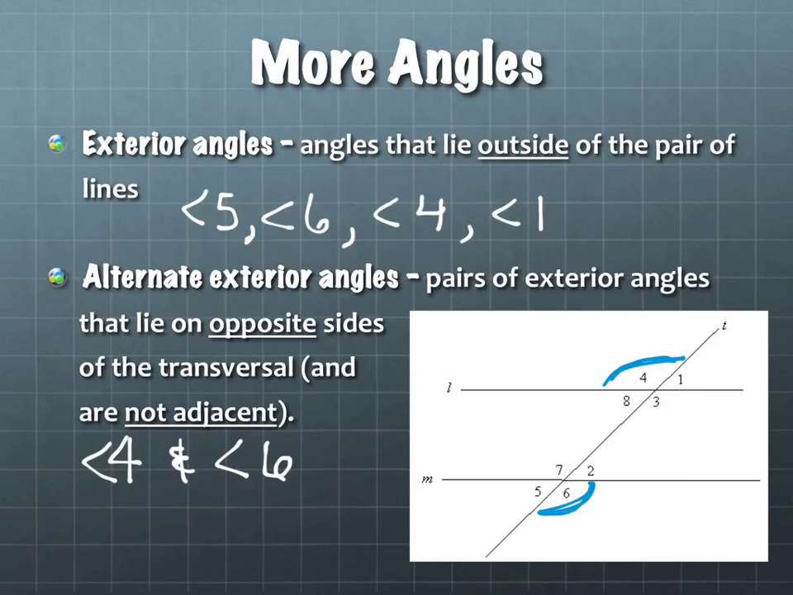What is the other pair of alternate exterior angles? 5 and 1, or 1 and 5, yes.